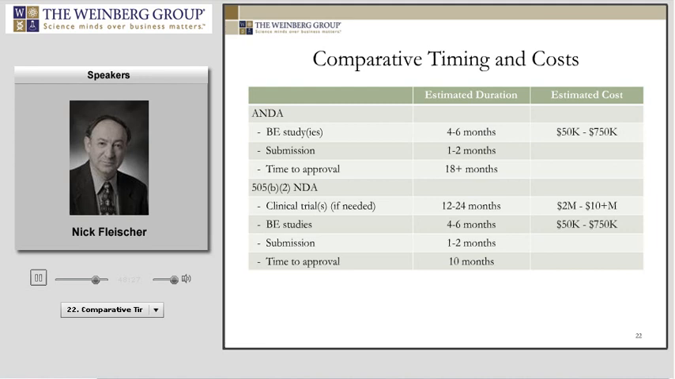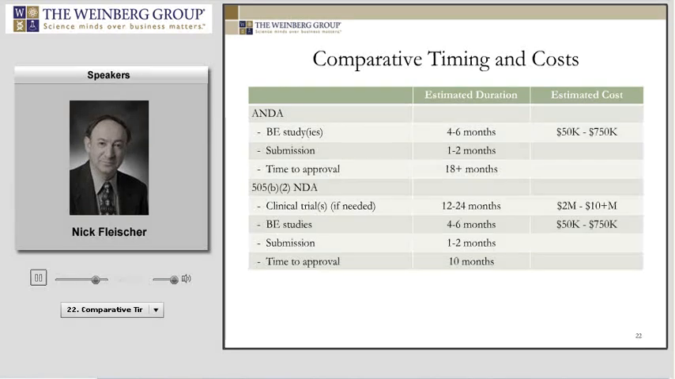Now, for comparative timing and costs on this slide, these monetary figures are not exact figures. They're just put in there for comparative purposes on what one would expect as getting the application through the process. So for an ANDA where you're only doing bioequivalence trials, it could be a short time, 4 to 6 months, to get those done, and the costs are there on the slide. The submission time to get the submission in could be anywhere from 1 to 2 months.